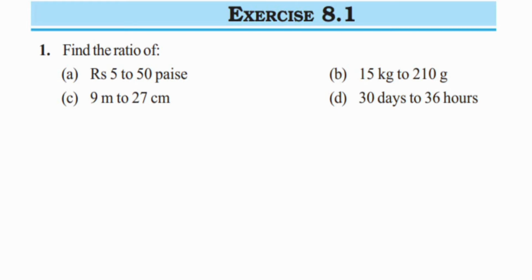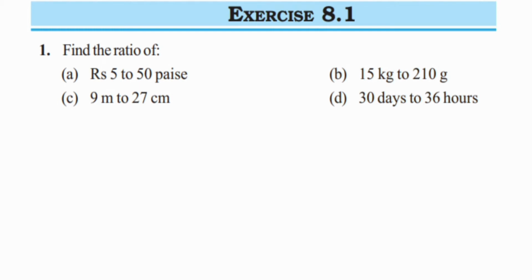Hey everyone, so this is a question from exercise 8.1, and this is a chapter on comparing quantities. I'm doing the first question here. The question is to find the ratio of, and we have 4 parts over here. The first one is rupees 5 to 50 paise.